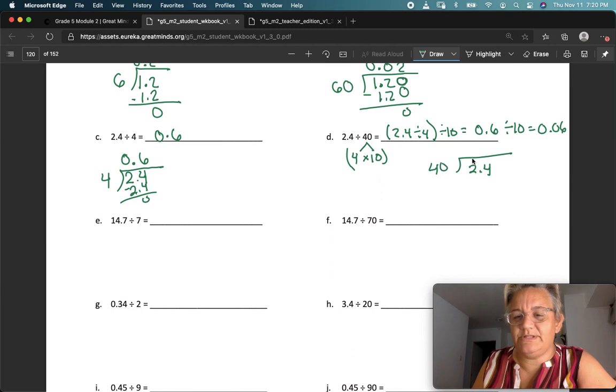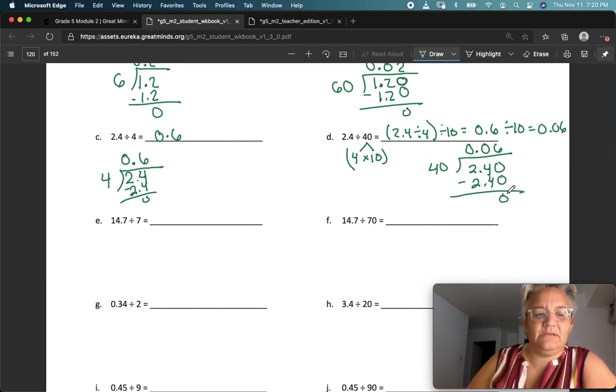Will 40 go into 2? No. Will 40 go into 24? No. Will 40 go into 240? Yes, 6 times. 6 times 0 is 0. 6 times 4 is 24. And 0 is left over. Okay? Next one.